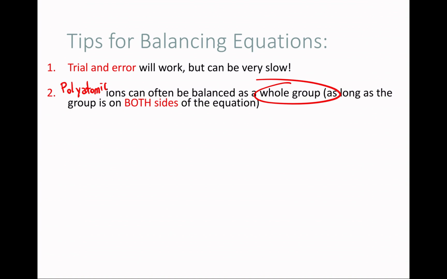We were balancing, for example, nitrate. We were never shown the polyatomic thing, so we were keeping track of the nitrogens and the oxygens separate. But since polyatomics, as long as they show up on the left and right-hand side, as long as they're in the reactants and they're in the products, they're a chunk. You can balance them as a chunk. Do it. Life is easier.